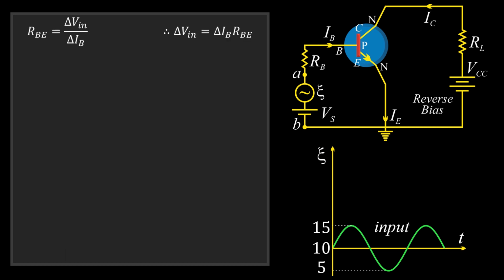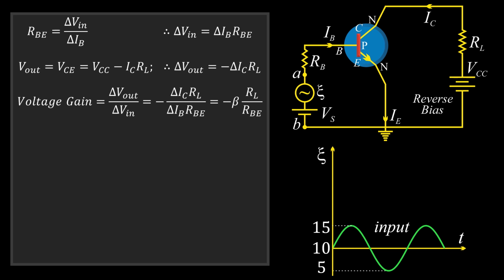The input resistance RBE is going to be change in input voltage by change in input current, which is the base current. So del V input I can write as del IB RBE. The output is going to be VCE, which is VCC minus IC RL, and if I differentiate this, I'll get del V output as minus del IC RL. Because we have a minus sign, I can say the output is going to be 180 degrees out of phase of the input.